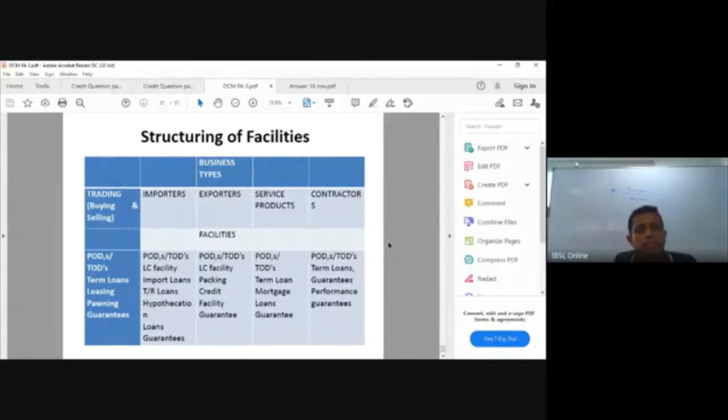For importers: PODs, TODs, LC facilities, term loans. For exporters: PODs, TODs, LC, packing credit, and those facilities. I am not going to explain each of these categories individually because there is a separate session by a separate lecturer on these things. But these are the normal things that you can recommend.